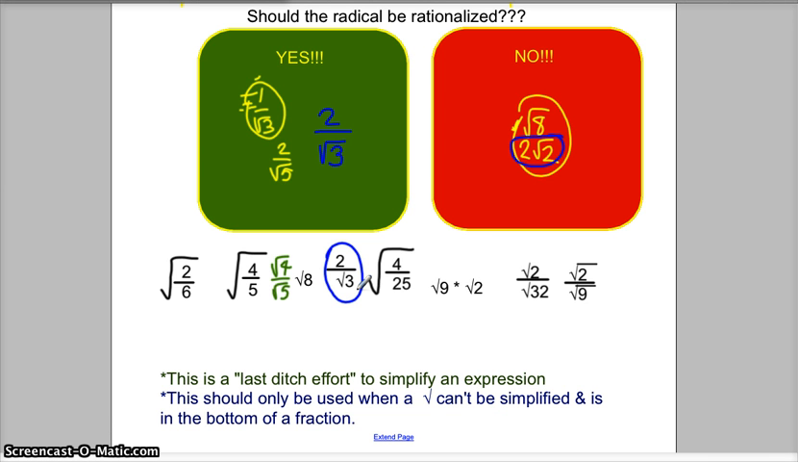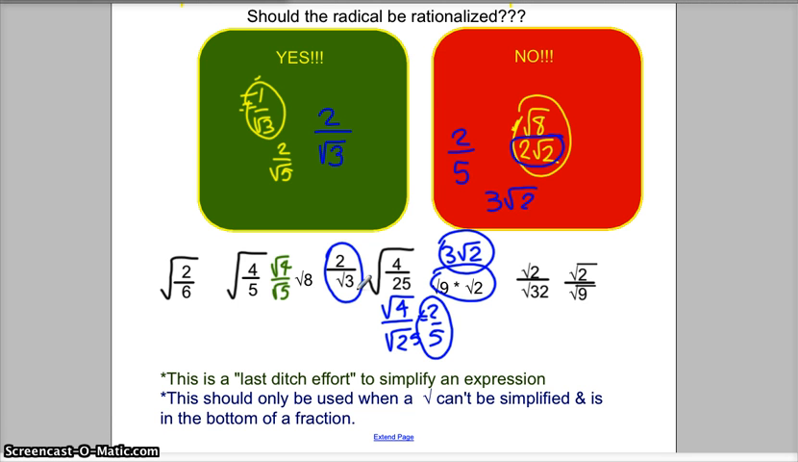The next one, this can be broken down into the square root of 4 and the square root of 25, which is 2 over 5. Both of those numbers are rational. There's a rational in the denominator, so no, that one does not need to be rationalized. These two things multiplied together, square root of 9 is 3, times the square root of 2. Notice there is no denominator, so this idea of rationalizing does not apply.